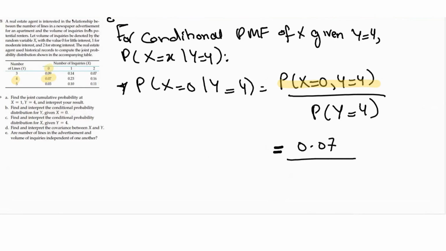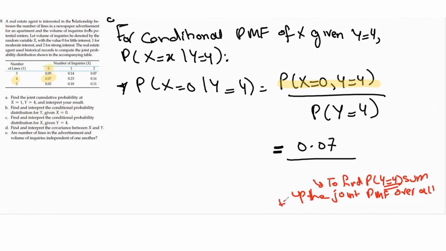We want to find the probability y is equal to 4. Again, how will we find this? To find probability y is 4, sum the joint PMF over all those values where y is 4, regardless of what x is.